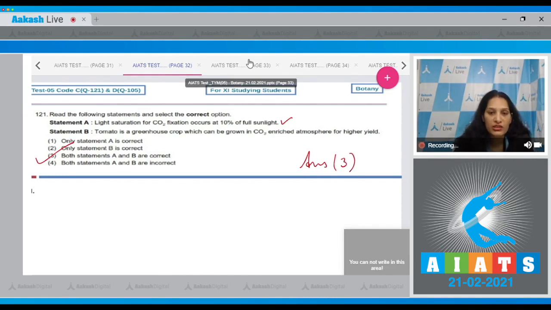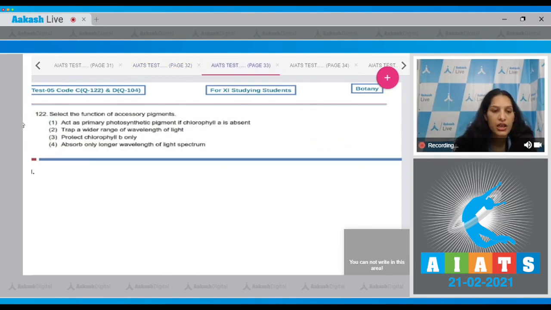Let's move to the next question. Question number 122. Select the function of accessory pigments. It acts as primary photosynthetic pigment if chlorophyll A is absent. No. Accessory pigments cannot be primary photosynthetic pigment.